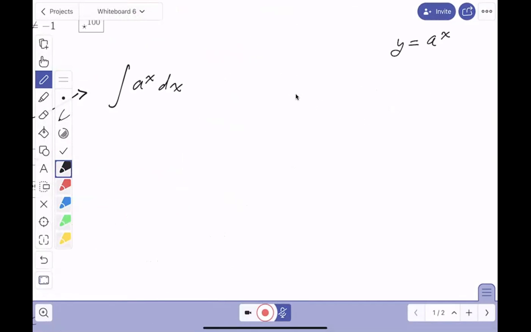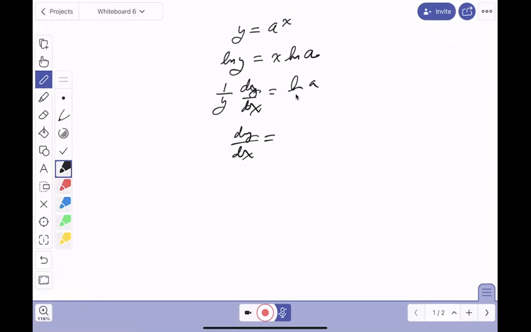Well, the way we did that, we took the natural log of both sides. And what would I get over there? x ln a. I would use implicit differentiation. That's 1 over y, dy/dx equals ln a, and dy/dx is my goal. I'm good at differentiation. Multiply both sides by y. Well, y is just a to the x, so dy/dx equals a to the x ln a.